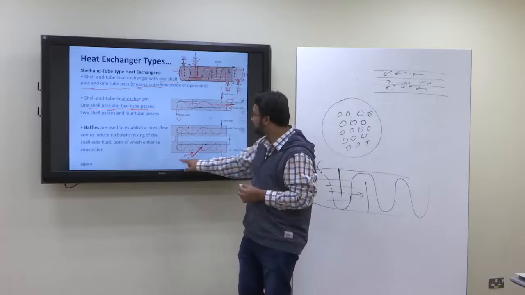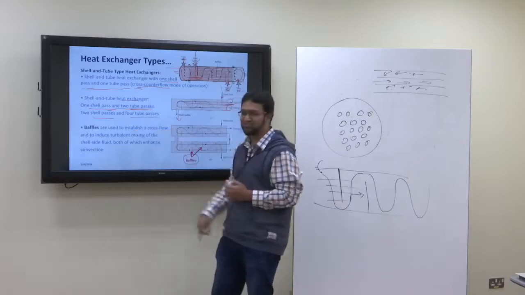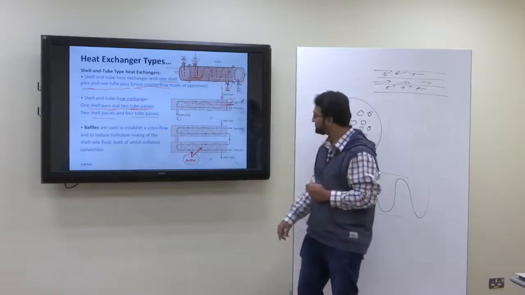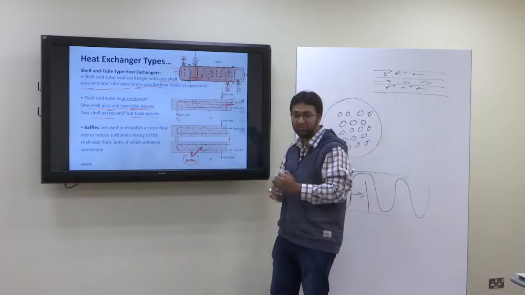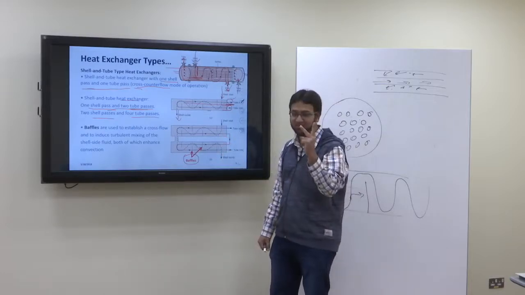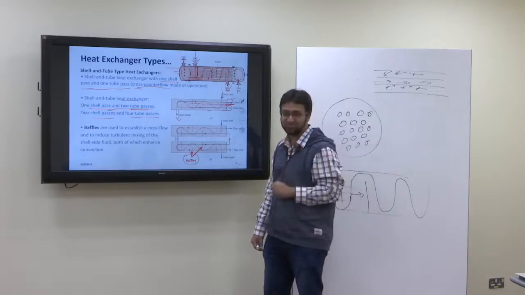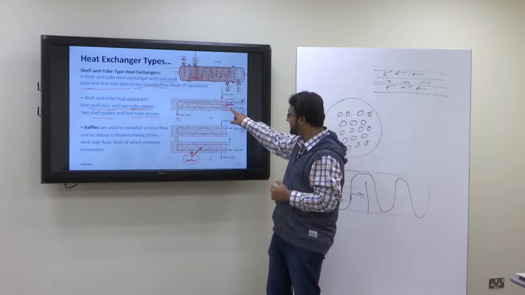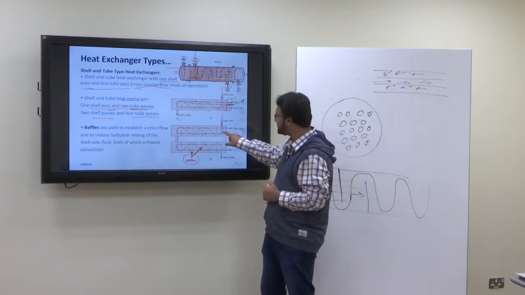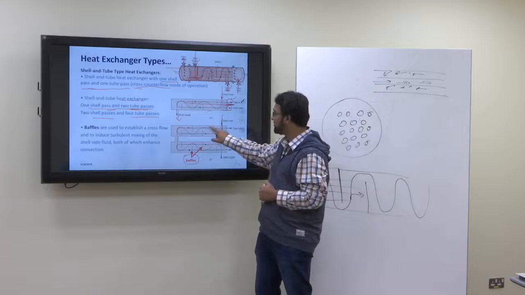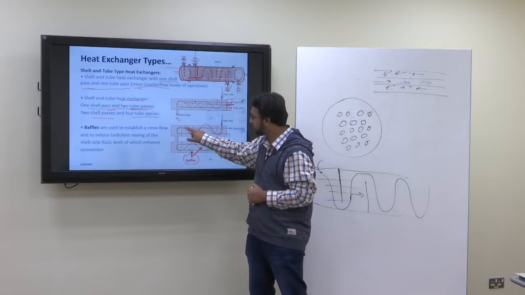The next example is a shell and tube heat exchanger with two shell passes and four tube passes. Look at it. This is a shell and tube heat exchanger with two shell passes and four tube passes. So look at the shell side fluid. Shell side fluid enters into the heat exchanger and passes in cross flow direction because of the baffles.